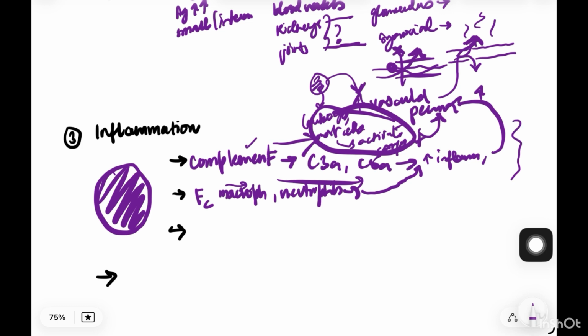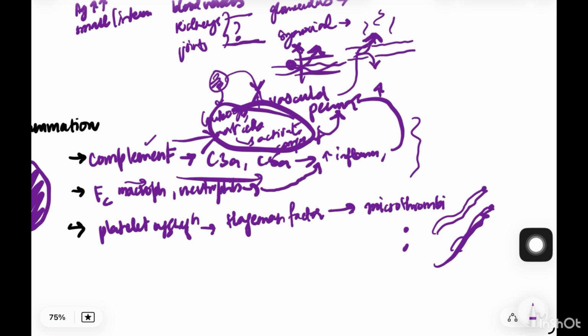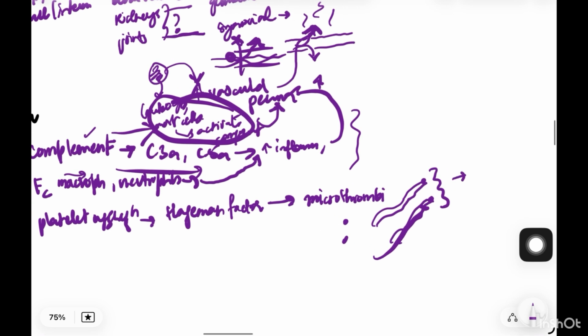Another thing immune complexes do is cause platelet aggregation. They activate what is called the Hageman factor. To put it simply, this causes the formation of microthrombi, small clots within the body. So these small clots are going to lodge in tiny vessels in the body, right? And they're going to block them. And this will cause local ischemia, and then eventually tissue injury.